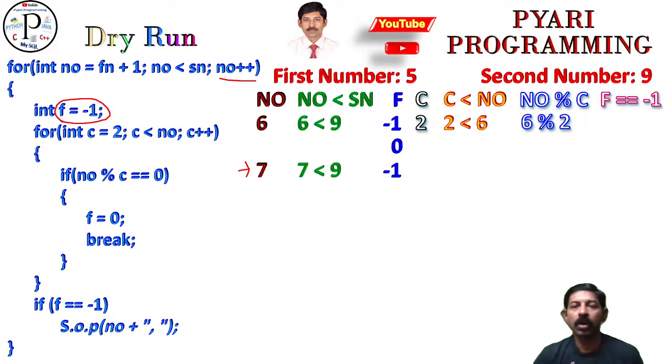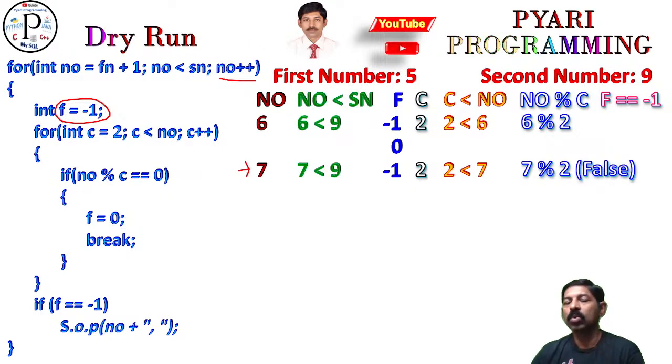What you could not understand in the previous live class. Next, C value is 2. Again, C will start from 2 to check the factors. Now 2 is less than 7, true. I will check 7 modulo 2, which is false because 7 is not divisible by 2. I'm quickly moving. Now C++, C becomes 3 now.